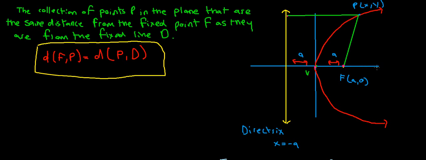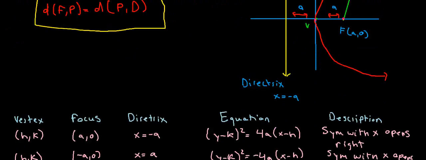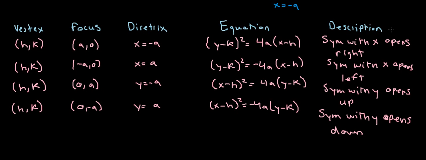And in this case, it's symmetric with the x-axis. So it can open left or right, and that will change the formula. If it were symmetric with the y-axis and it was pointed up, then that would be a different formula. And then, of course, if it was pointed down but still symmetric with the y-axis, then that would be another formula. So there are 4 different formulas. They look very similar, and it just depends on if it's up, down, left, or right.